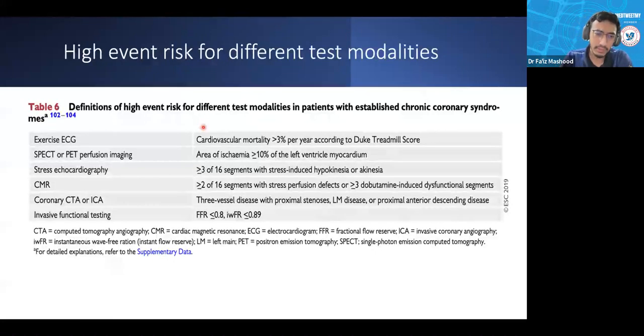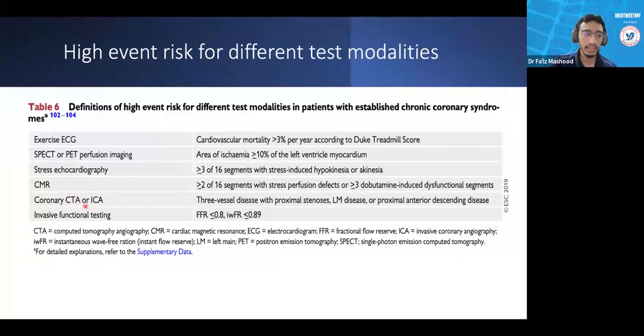So this again is from our ESC. This is not a definition of a positive test. This is a definition of high cardiovascular event risk for each of the tests. For EST, with a Duke treadmill score more than 3%, the risk of developing a CV event is high. For nuclear imaging, ischemia of at least 10% is considered high risk. For DSE, at least 3 out of 16 segments with stress-induced hypokinesia or akinesia is considered high risk. For cardiac MRI, at least 2 out of 16 segments showing perfusion defect is considered high risk.